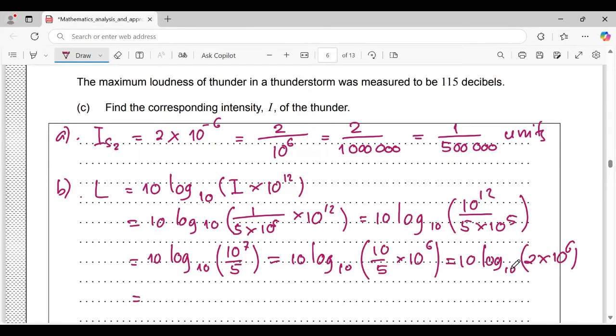And if you calculate it, you can find the result 63.0102, and so on, rounded to 63, 63 decibels.